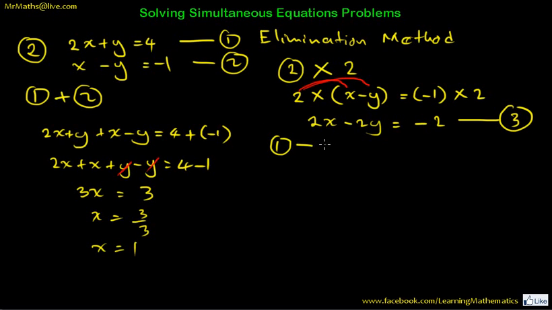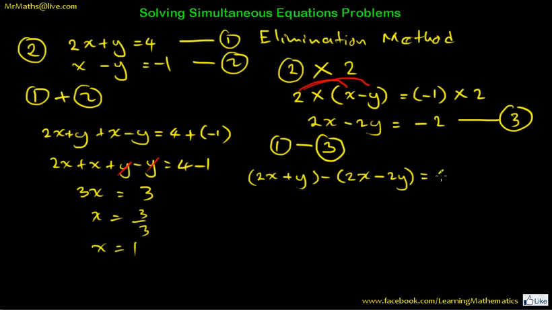Equation 1 minus equation 3. Okay. So now left hand side equation 1 is 2x plus y. Okay. Minus equation 3. The left hand side equation 3 which is 2x minus 2y.